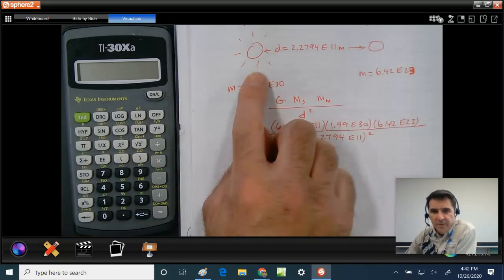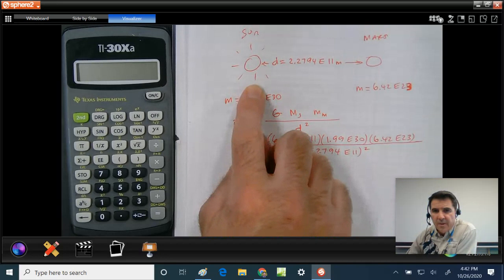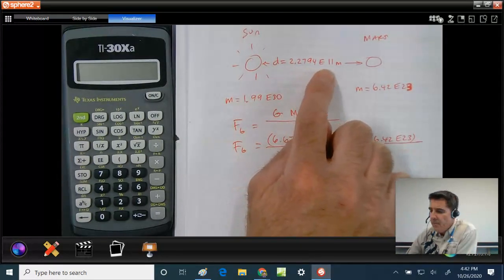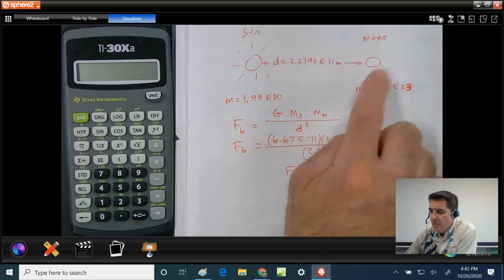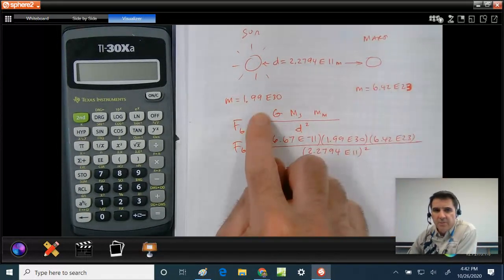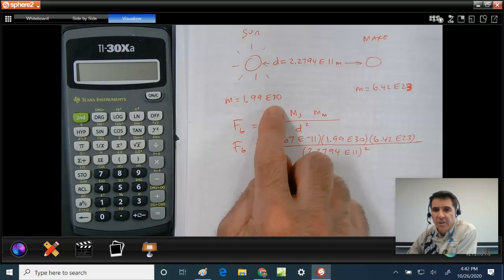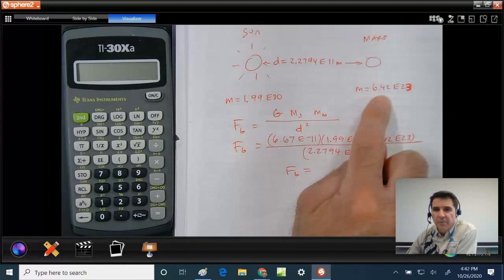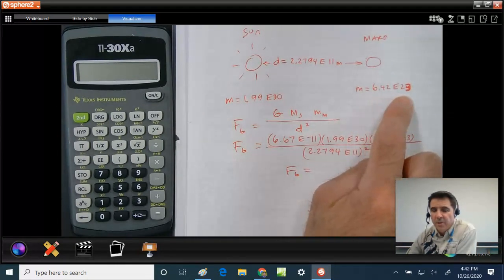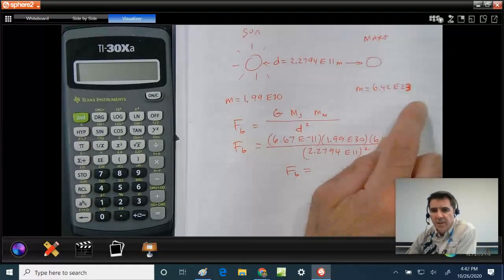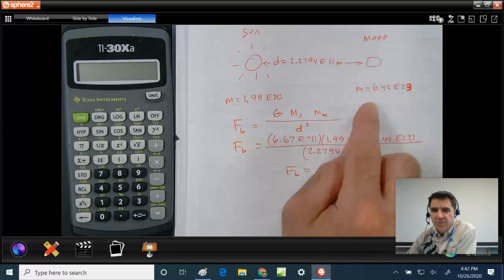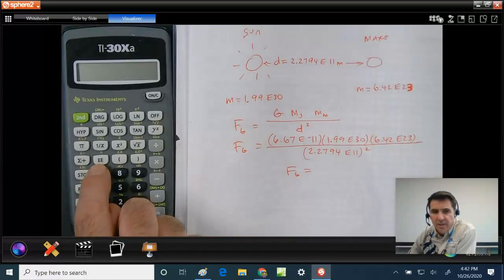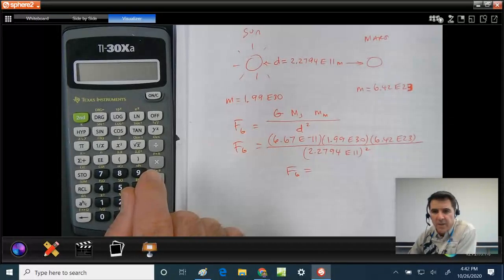So what we have here is the sun at a distance of 2.2794 times 10 to the 11th meters away from Mars. Mars is in an orbit. The sun has a mass of 1.99 times 10 to the 30th kilograms, and Mars has a mass of 6.42 times 10 to the 23rd kilograms. For the calculator's sake and the computer's sake, instead of using times 10 to the something, we're going to use the E, because the E is on the calculator like this. If you follow along, hopefully you can get this.